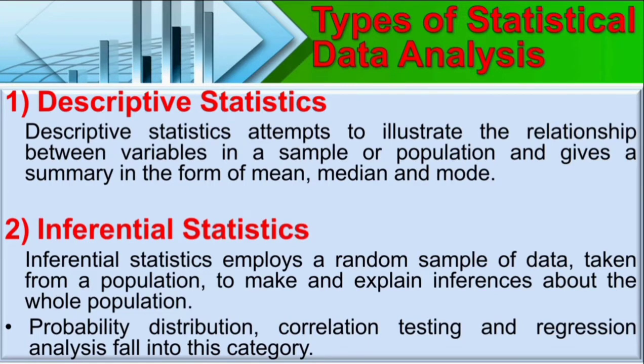Types of statistical data analysis. Number 1, descriptive statistics. Descriptive statistics attempts to illustrate the relationship between variables in a sample or a population and gives a summary in the form of mean, median, and mode. Number 2, inferential statistics. Inferential statistics implies a random sample of data taken from a population to make and explain inferences about the whole population. Probability distribution, correlation testing, and regression analysis fall into this category.